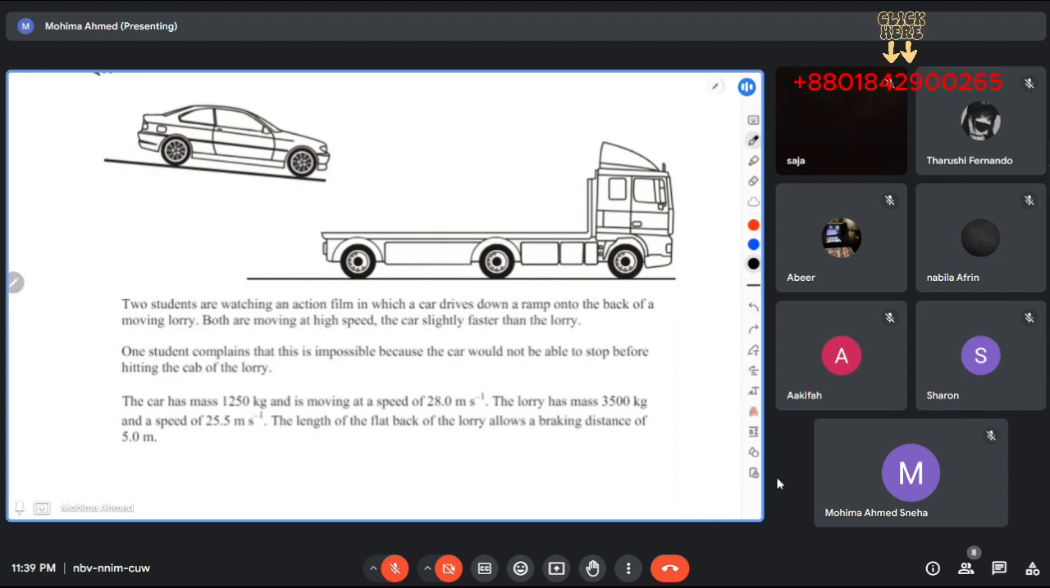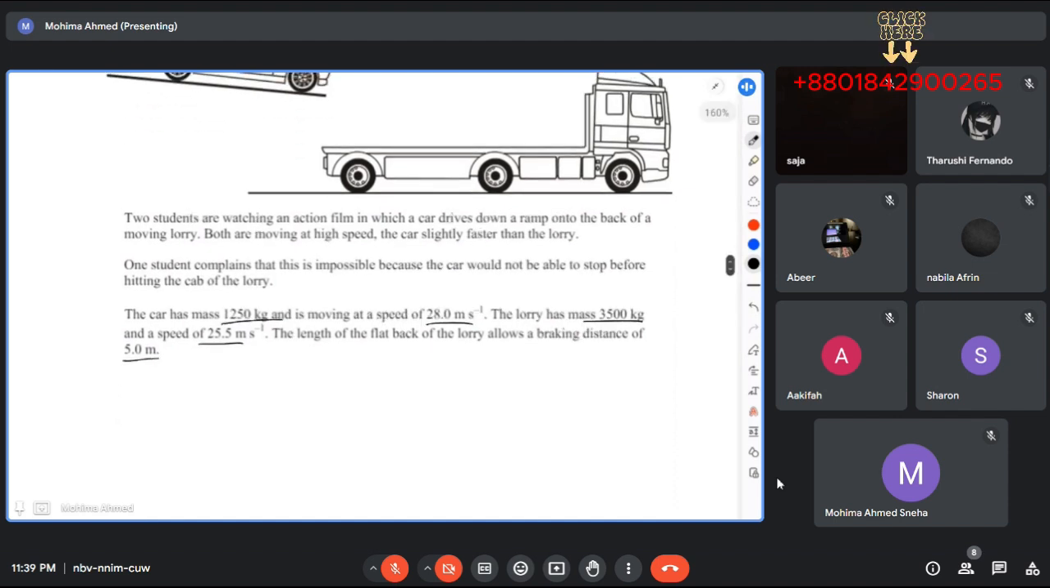Now, one student complained that this is impossible because the car would not be able to stop before hitting the cab of the lorry. And this is the cab of the lorry. They are also saying that the car has a mass of 1250 and is moving at 28, and the lorry has a mass of 3500 and was moving at a velocity of 25, and the length of the flat back of the lorry allows a braking distance of maximum 5 meters.